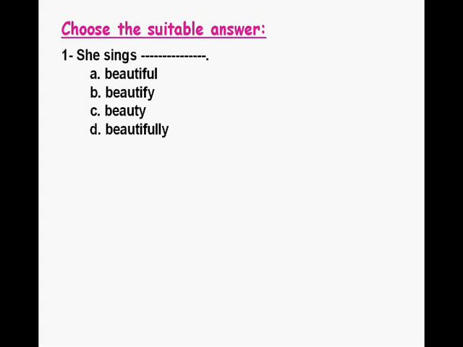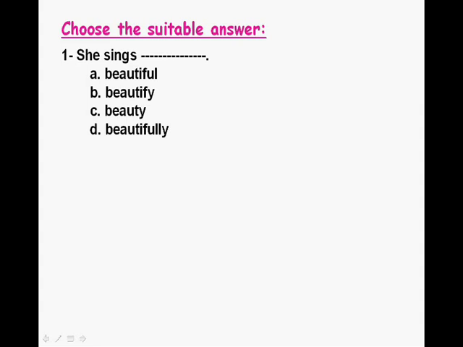So let's look at some of our exercises here. Again, choose the suitable answer. Here, number 1, she sings. See, she sings. How is she singing? Okay, how is the action done? Yes, could you please choose the correct answer? Is it A, beautiful, B, beautify, C, beauty, and D, beautifully?